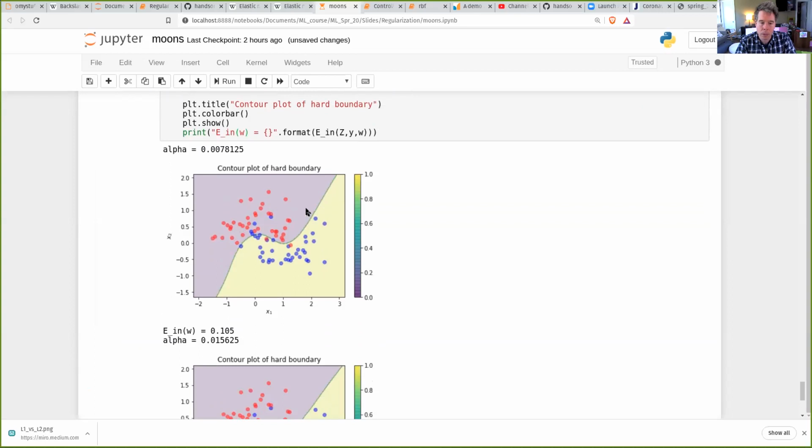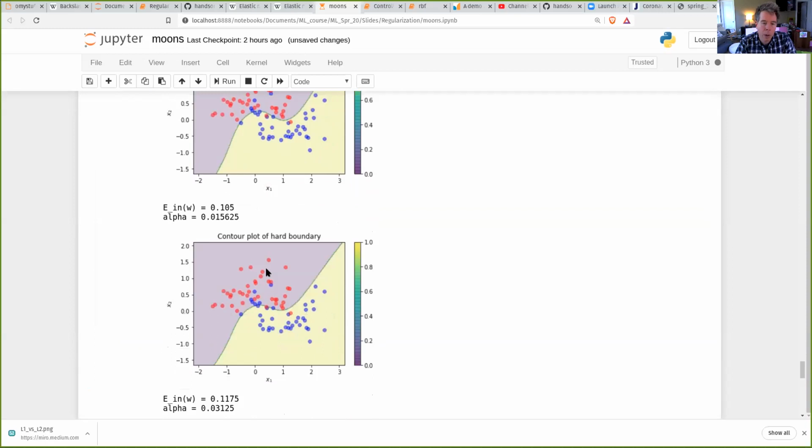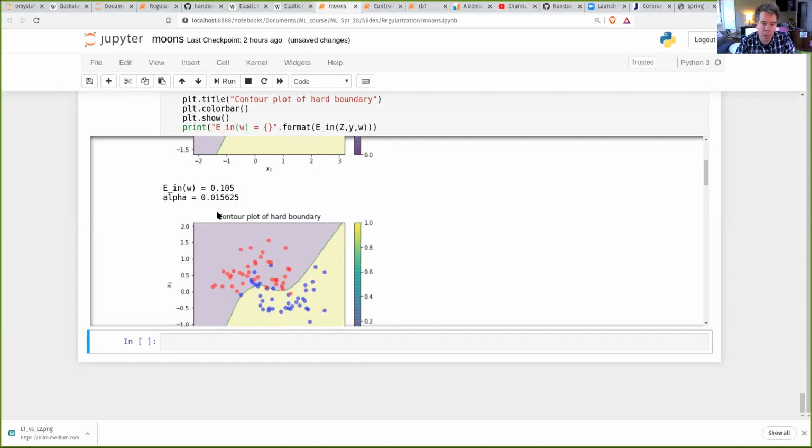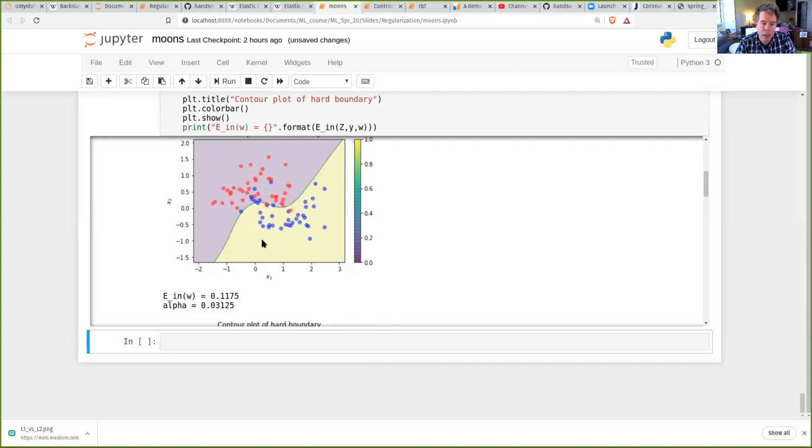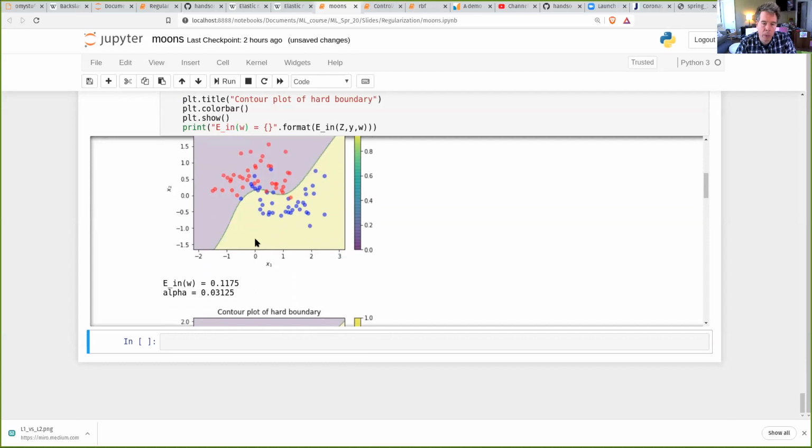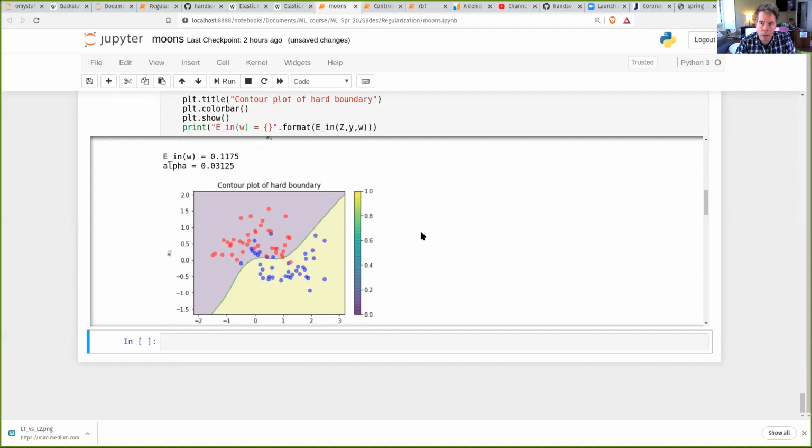Okay. So here the in sample error is 10%. Now we ratchet it up a little bit more. So now alpha is an order of magnitude greater. It's kind of hard to see, but the line is getting less curvy. And now the in sample error has changed to 11% or 12%. So the in sample error also increases. That's true.